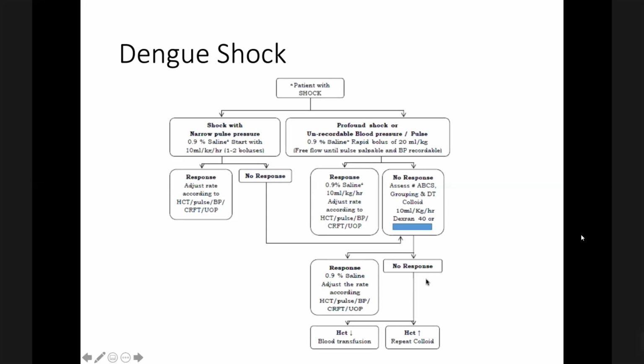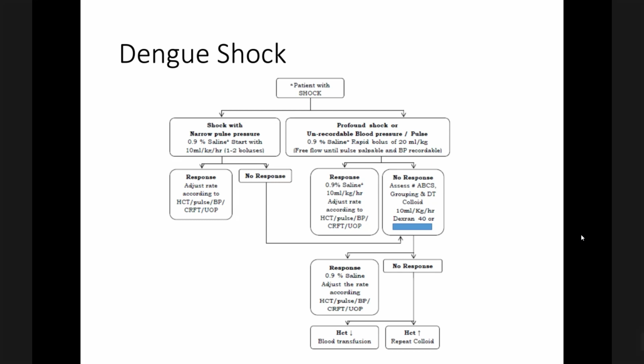If no response, then you need to decide based on the hematocrit. If the hematocrit is very low, that means the patient is bleeding inside. Then, of course, you need blood. If grouping and cross-matching had been done, you can give group and cross-match blood.